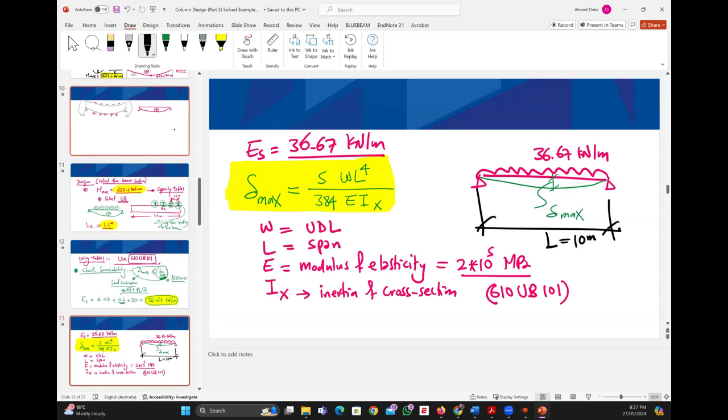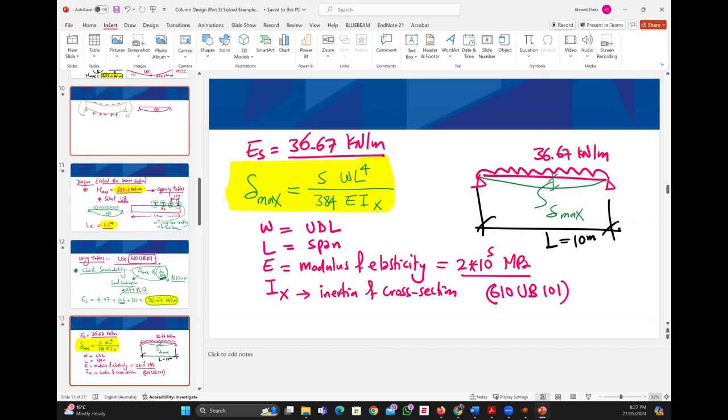Okay, so if we want to calculate, what do we know and what don't we know now? What is W? How much is W? Do you know? Is that the 36.67? Yes, this is the load W. And how much L? L will be 10 meter. How much A? What is the last element we need to know? I. How can we find I?